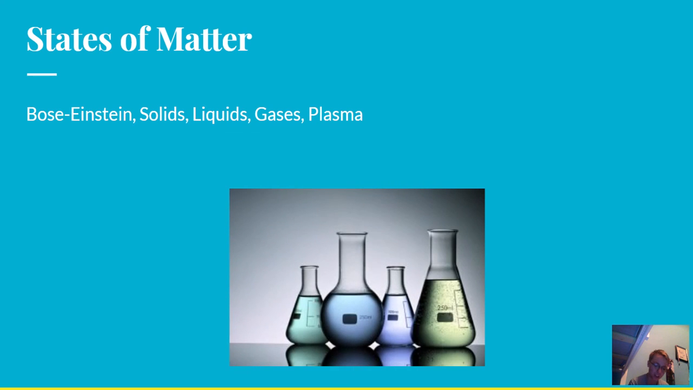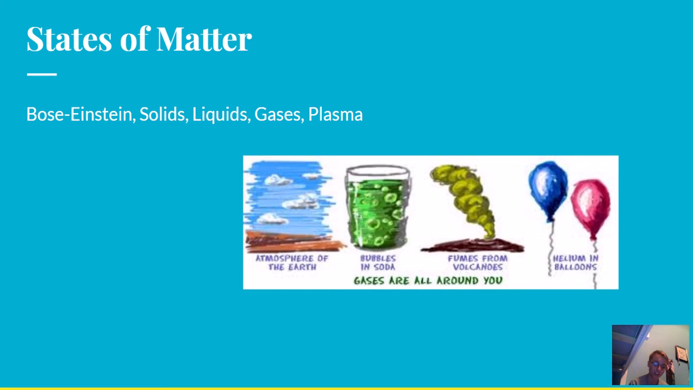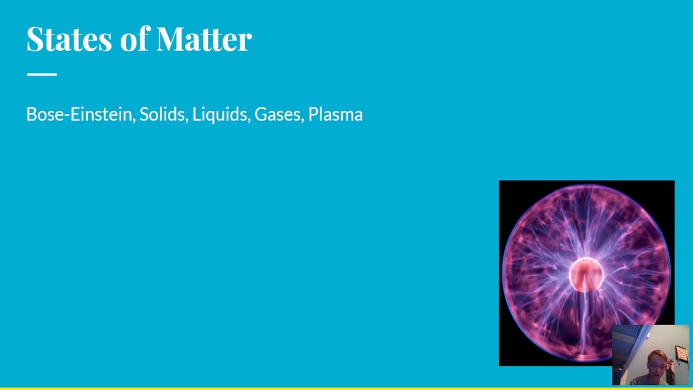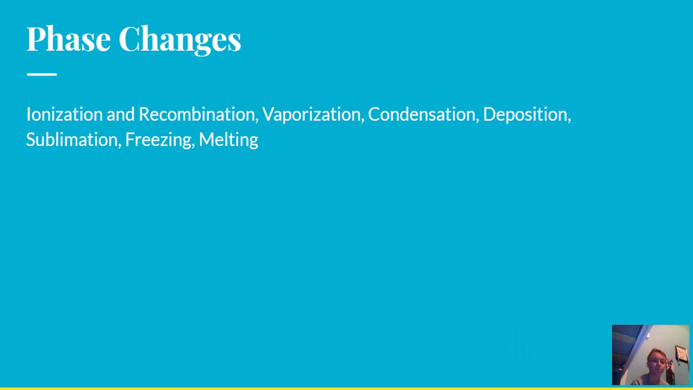Liquids, medium temperature and somewhat freely floating particles. Water, milk, any other liquids you can think of. Gases, higher temperature, freely and fast-moving particles, high energy and usually far apart from one another. Example, steam, helium, bubbles, fumes. And plasma, ionized gas whose atoms have lost all or some of their electrons. Does not have a definite shape or volume. Example, the sun, and plasma can be found within your blood.